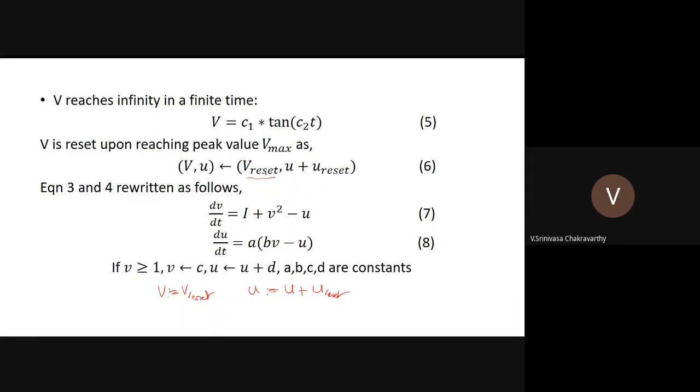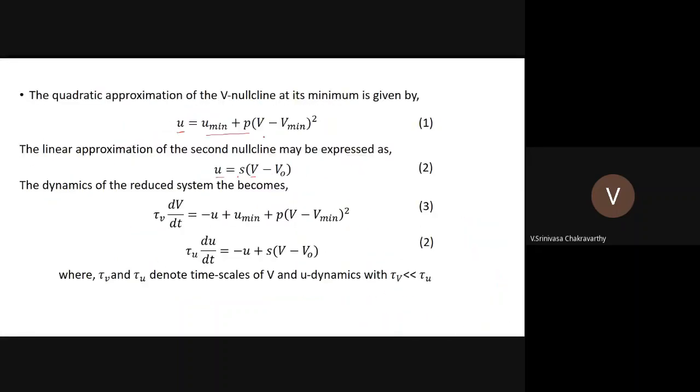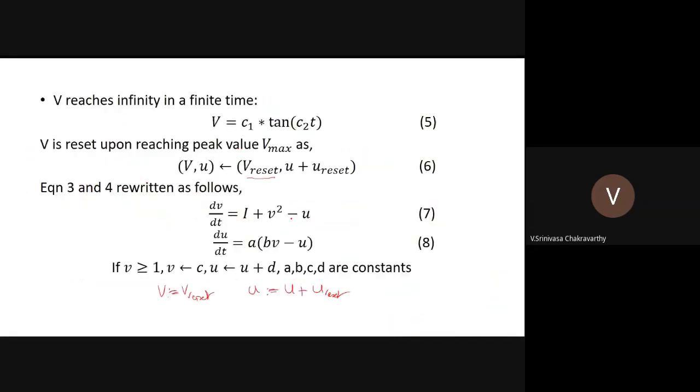To simplify these equations, these expressions can be simplified further. All this notation can be made more general. So dv by dt is equal to the current I plus v square, the nonlinearity, minus u, and du by dt is a times (bv minus u). So this is linear. This is the canonical form of this model.